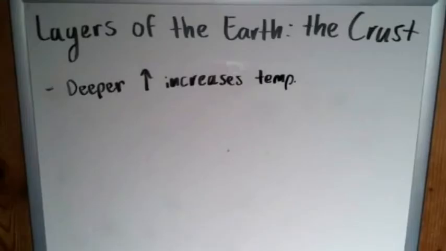Go figure, because there's heat radiating from the Earth's core. And because of that, the deeper you go into the crust, the hotter it'll get. The surface is cold, and most of the heat it receives is from the sun, the amount of the sun's energy that is radiated through the atmosphere.